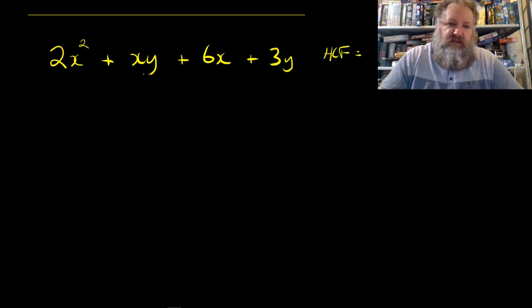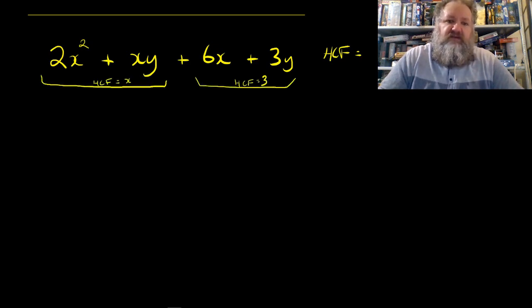So what we're going to do is split this up into 2 different groups, and we're going to look at the different factors of the groupings. Okay, so let's just consider this first group. 2x squared plus xy. Does it have a highest common factor? Well, it does. It's an x. What about this group? Plus 6x plus 3y. Is there a highest common factor? Well, there is. I can take a 3 out of both of these terms.